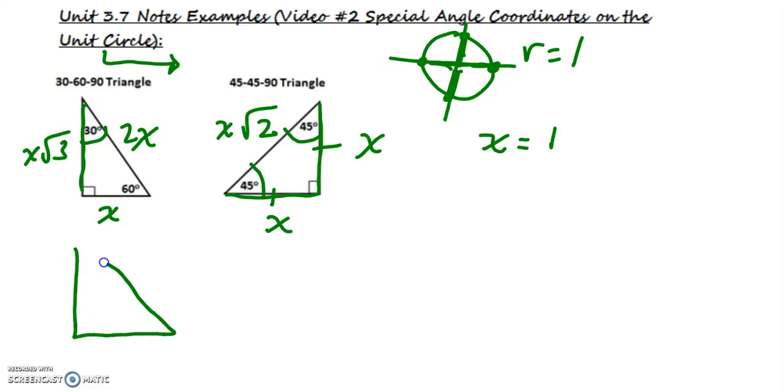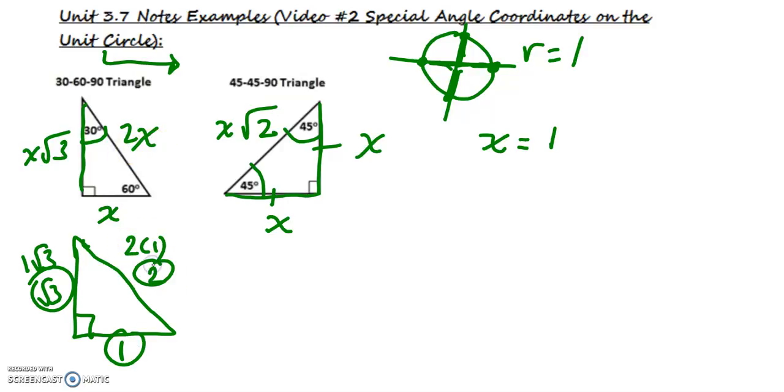So if I wanted to write my triangles more simply, instead of x, I could write 1. Instead of x root 3, I could really write 1 root 3, or just root 3. Instead of 2x, I could write 2 times 1, or 2. So a 30, 60, 90 triangle is in the ratio 1 to root 3 to 2.